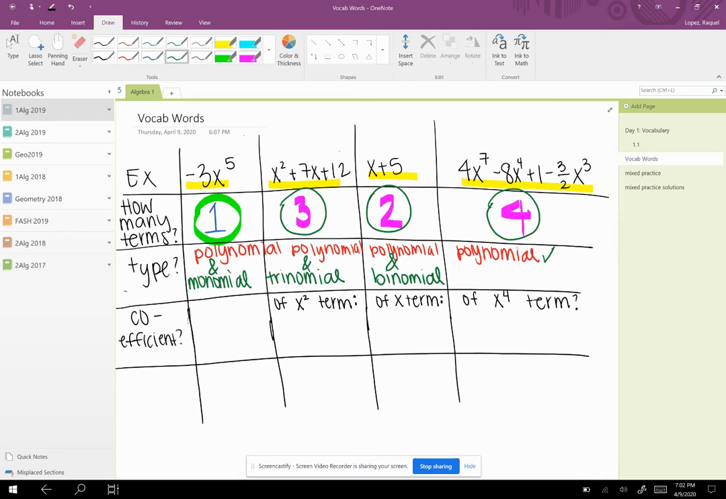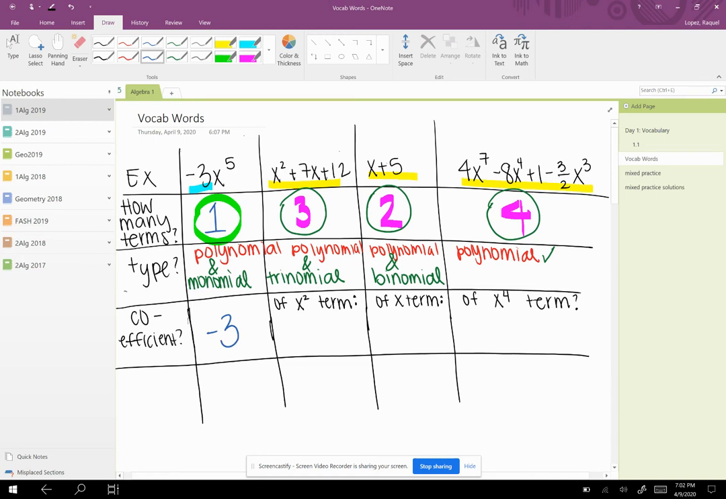Now, for some of these, another question that we would ask you is, what is the coefficient? Okay. Now, for something like negative 3x to the fifth, for the coefficient, I'm going to be looking at the number that's in front of your variable. The number in front of my variable is negative 3. So that's going to be my coefficient.